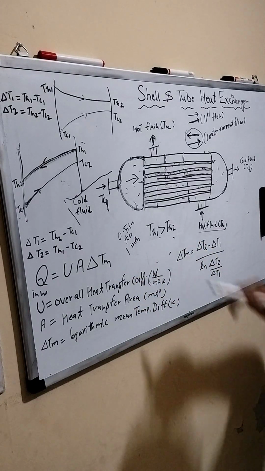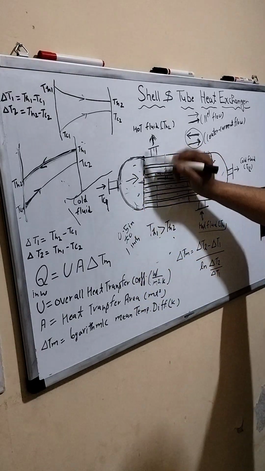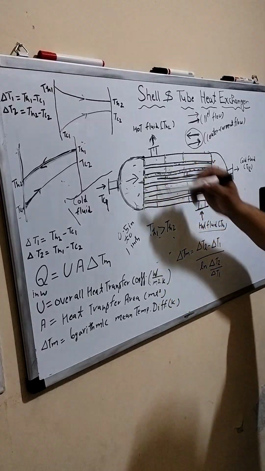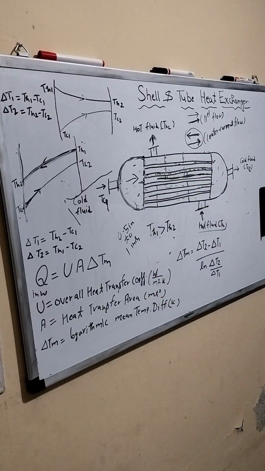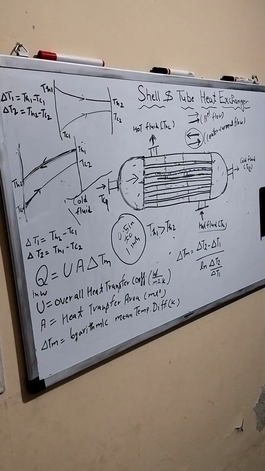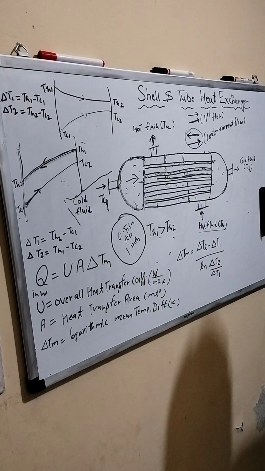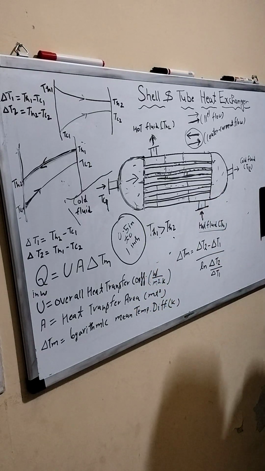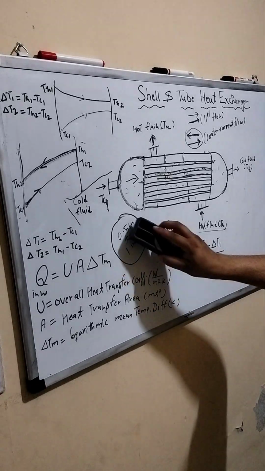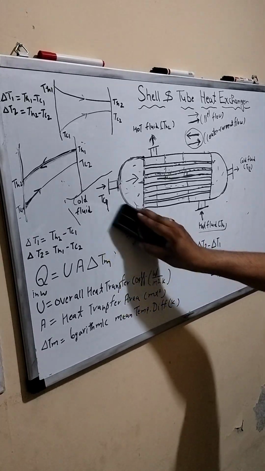And your shell diameter remains around 8 inch, 7 to 8 inch or 9 inch. So generally the interviewer can ask the question: what is the tube size generally used in the chemical industry? So it is 0.5 inch to 1 inch.